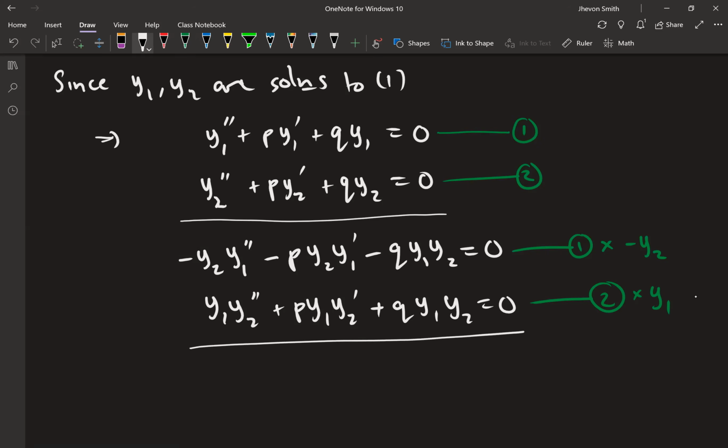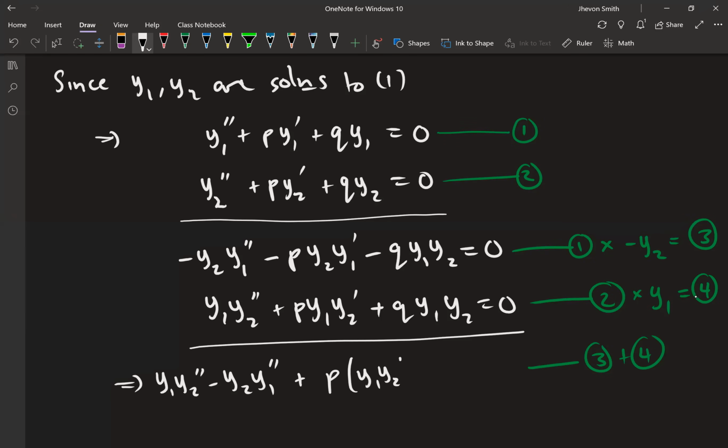I can now eliminate. So if I call this equation 3, let's say, and I call this equation 4, let's say, then I can take 3 plus 4, add these two equations, and what would I get? I would get y1, y2 double prime minus y2, y1 double prime. I would get also plus p times y1, y2 prime minus y2, y1 prime. And these guys would actually cancel each other out. And then I would get 0.